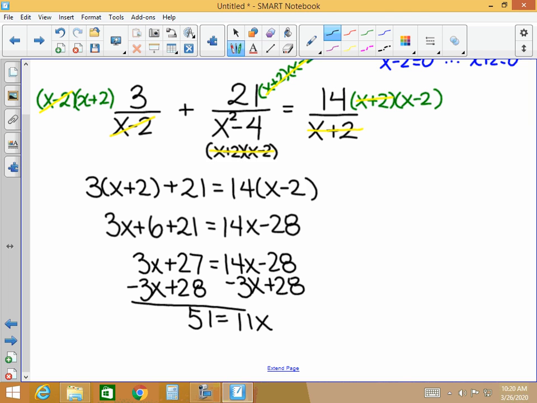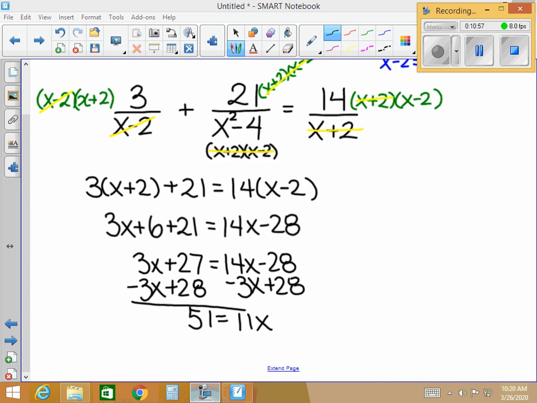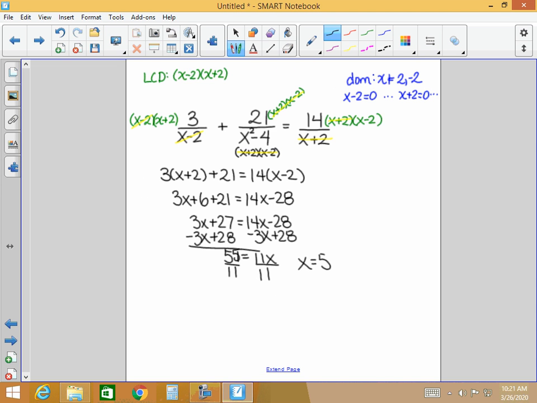Okay, I've done something wrong, so I'm going to pause and see what I did. Okay, I wrote too fast. This is a 55, so that means x equals 5. When we check against the domain, we say, well, 2 and negative 2 are the only numbers we have to avoid. I'm safe with 5, so I'll circle it and go on.